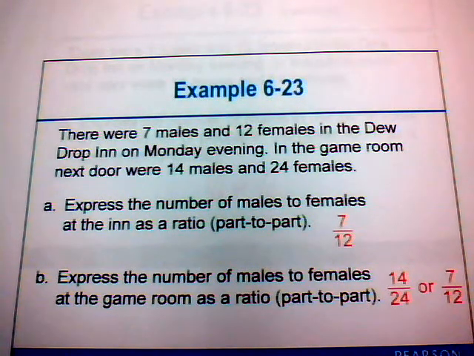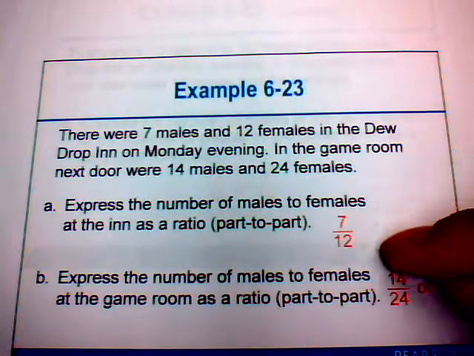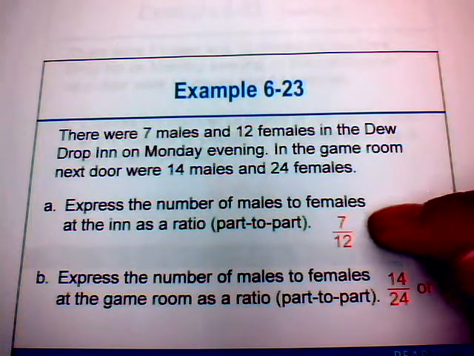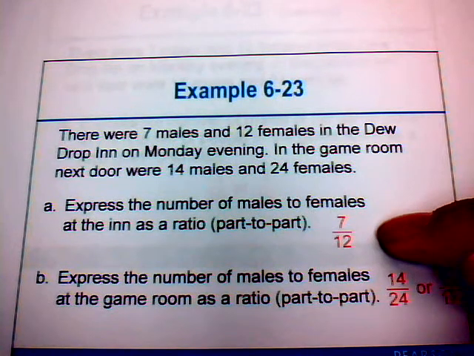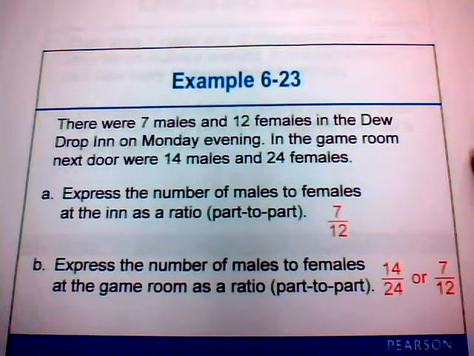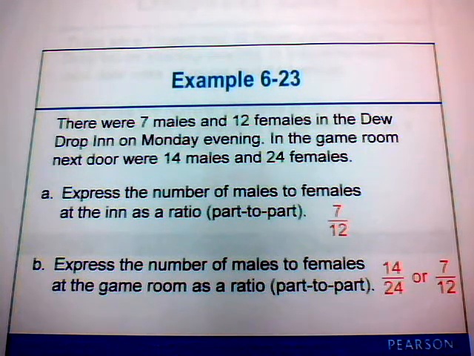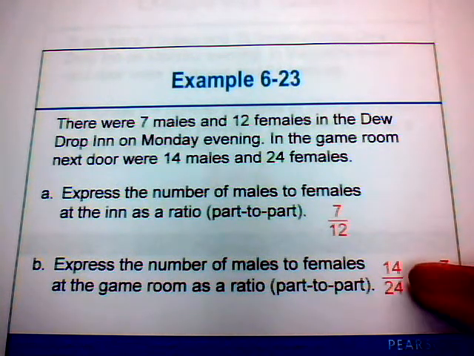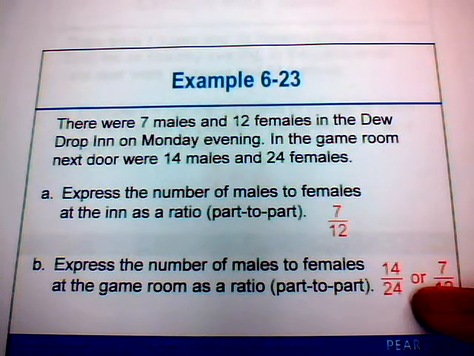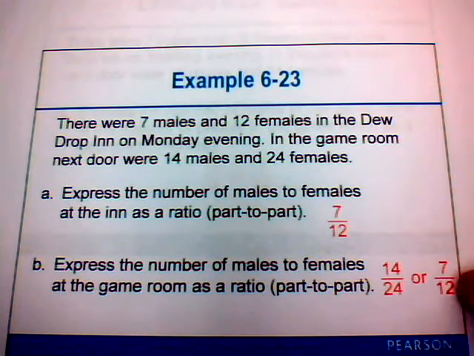So, males to females at the inn, there were 7 males and 12 females at the Dewdrop Inn. So we write that as a fraction, 7 over 12, because that's the number of males to the number of females at the inn. And then part B, express the number of males to females at the game room as a ratio. Again, this is part to part, male to female. There were 14 males, 24 females in the game room. So as a ratio, it would be 14 to 24. So 14 over 24, we can reduce to 7 over 12.